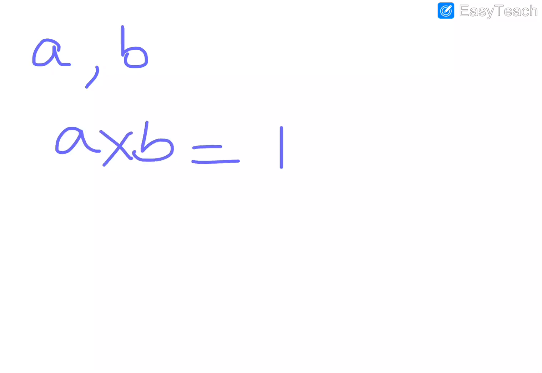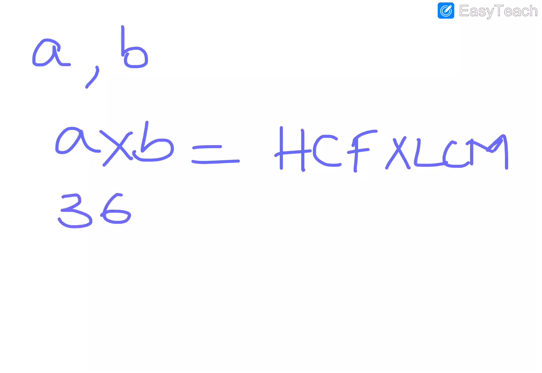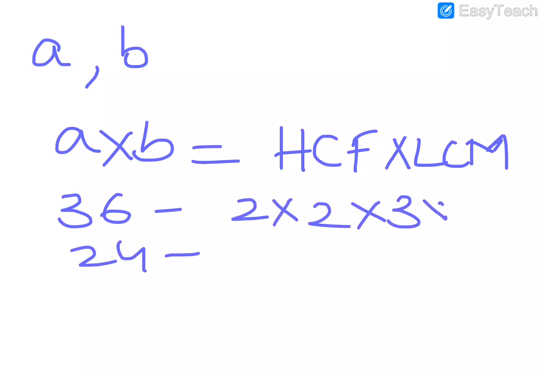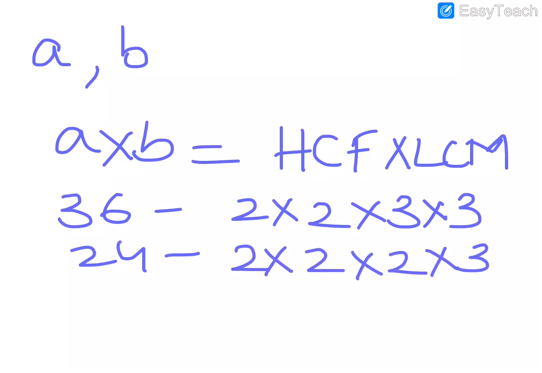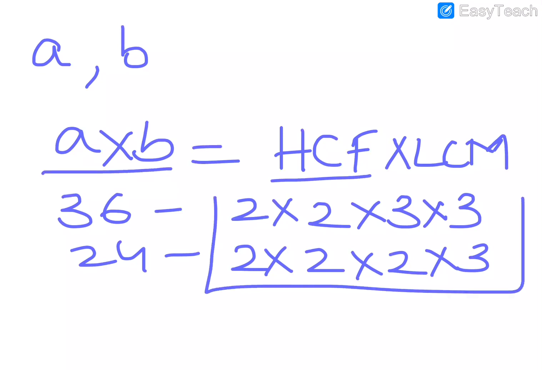Now there is another interesting property in this HCF and LCM. For example, you are finding the HCF and LCM of two numbers A and B. Now, if you multiply these two numbers, it is equal to the product of HCF and LCM. Want to check this formula? Let us check with our 36 and 24 example. 36 is 2 into 2 into 3 into 3, and 24 is 2 into 2 into 2 into 3. Now, when you multiply these two numbers, all the factors will come.